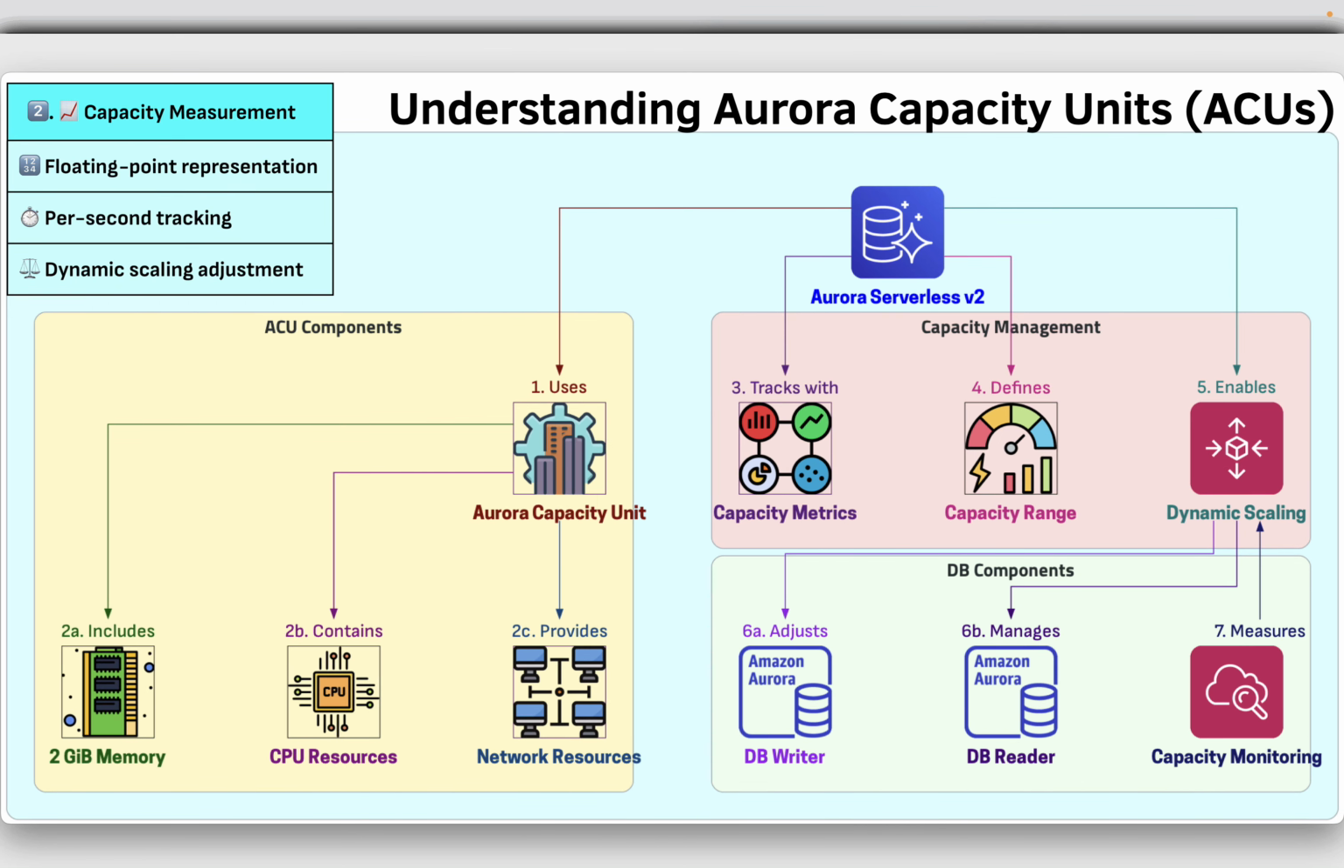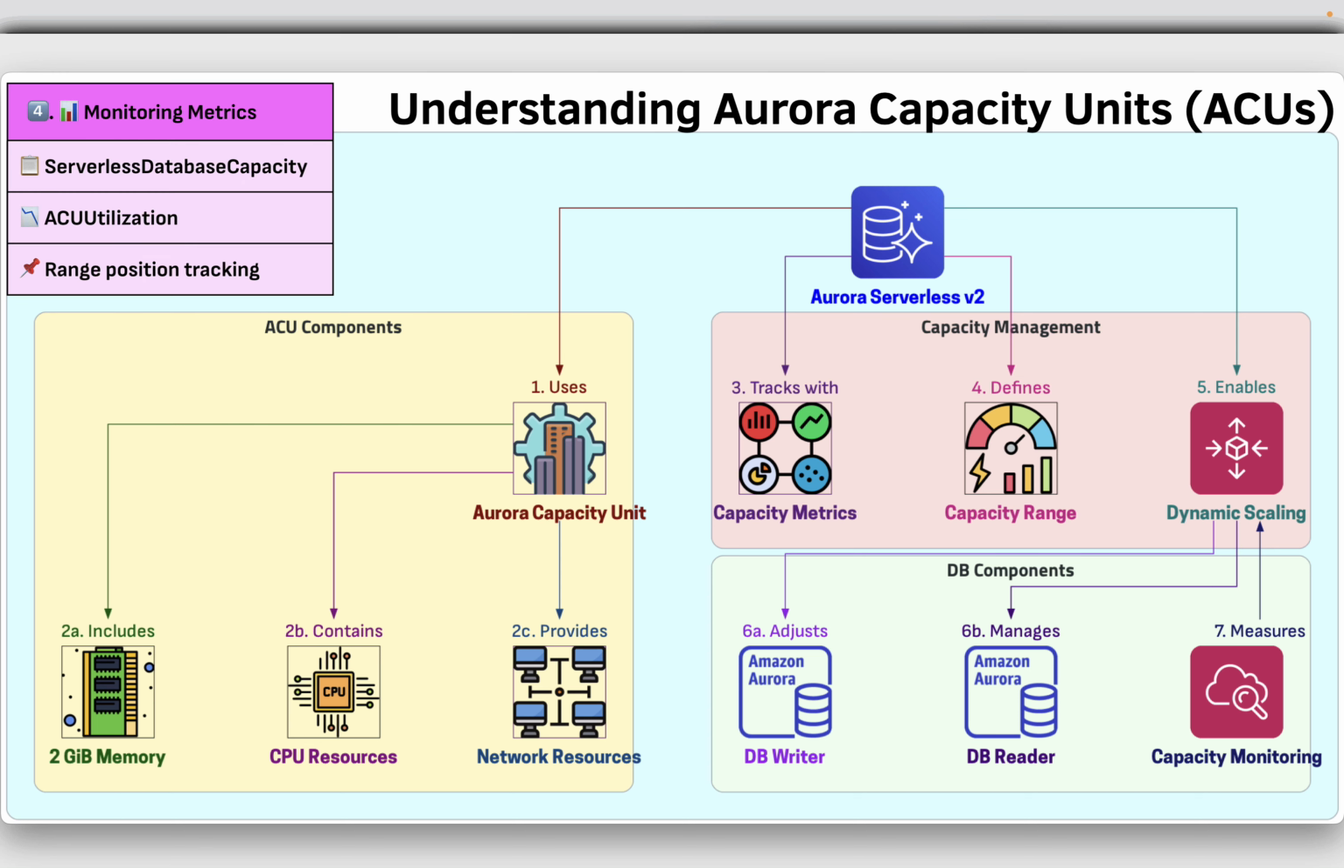The system tracks capacity as a floating point number representing ACUs for each writer or reader. This measurement occurs every second and adjusts as the components scale up or down. Administrators define a capacity range by setting minimum and maximum capacity values. This range applies uniformly across all Aurora Serverless writers and readers within a DB cluster.